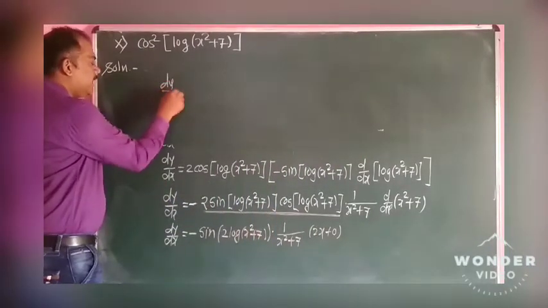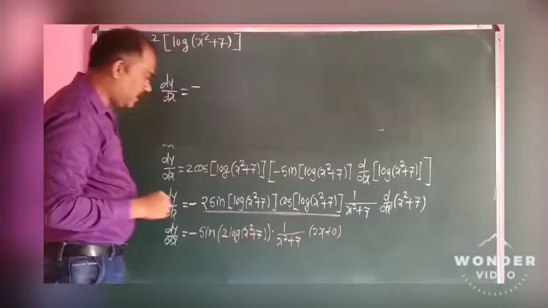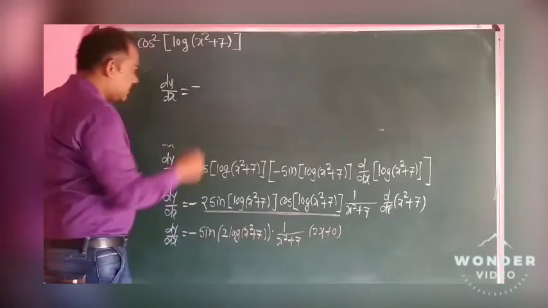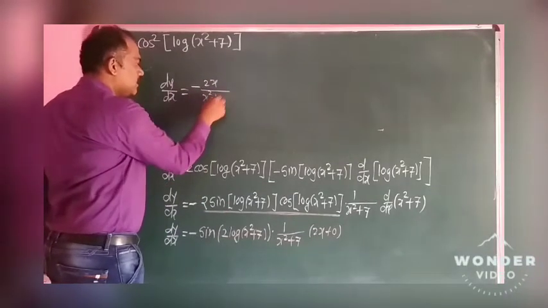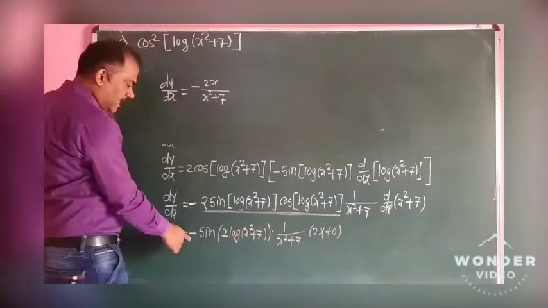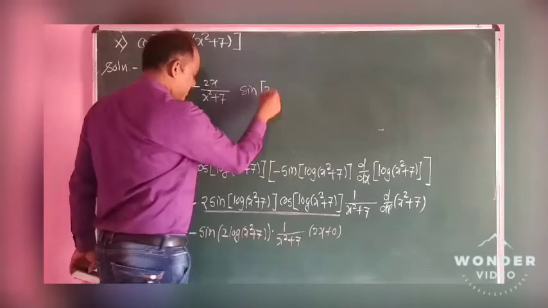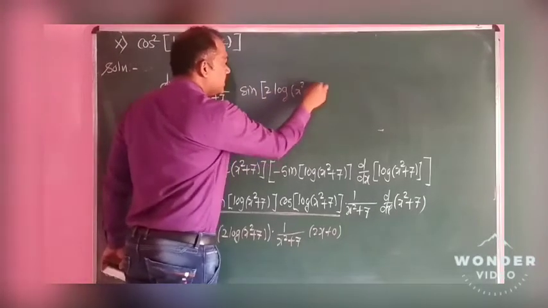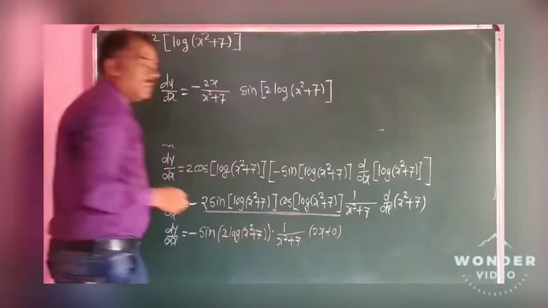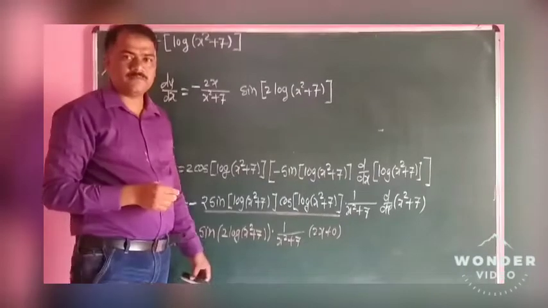dy by dx is equal to minus, that is nothing but 2x divided by x square plus 7. This minus sign you can write as it is, into sine of 2 times log of x square plus 7, which is the required answer. We can discuss the next example.